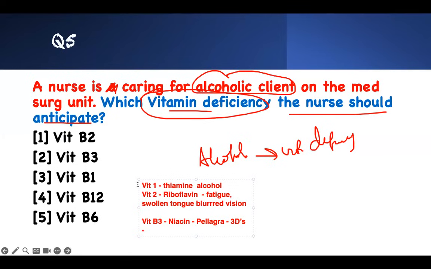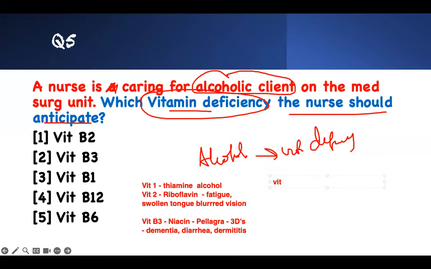But these 3Ds are different. They look the same. These people have dementia, they have diarrhea, and they have dermatitis. And that's the way they present. It can be very dangerous. They come in with severe dehydration and they can die from it. So anybody with vitamin B3 deficiency, called niacin, the story they give you in the case will be somebody with dementia who is having diarrhea and has a skin lesion. So that's what you look for.